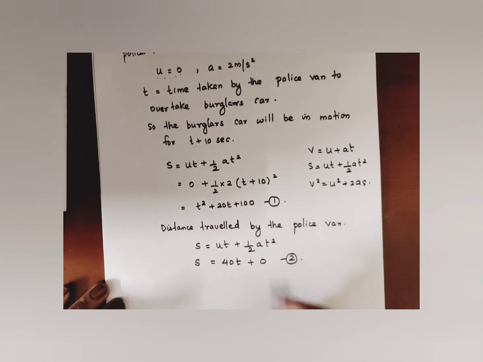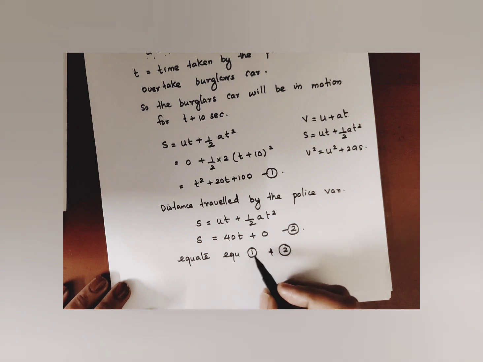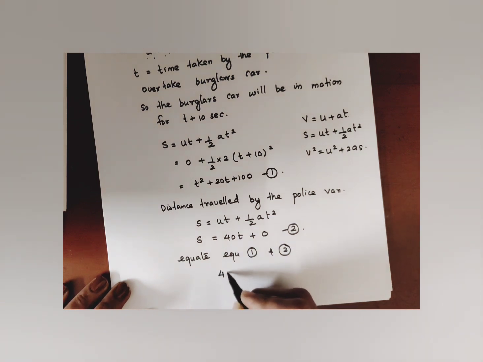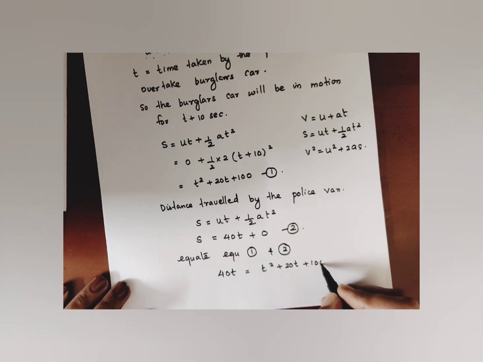So now you can equate equations 1 and 2. Equating them, you will get 40t is equal to t squared plus 20t plus 100. From this equation you will get t is equal to 10 seconds.